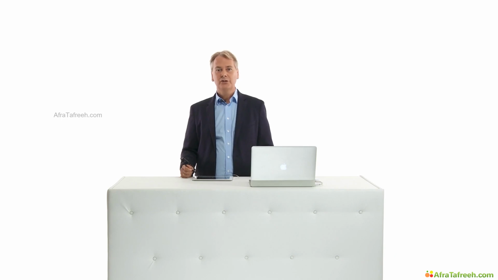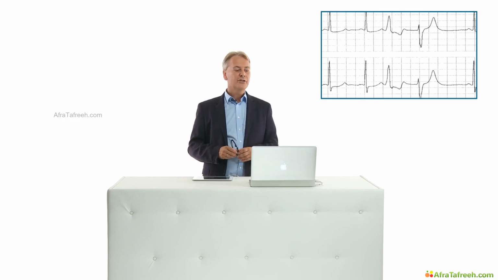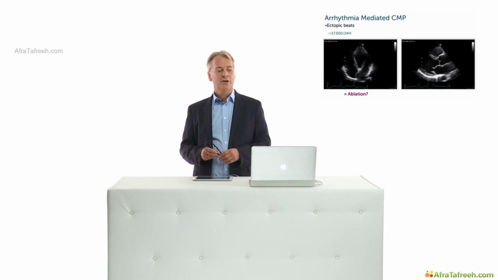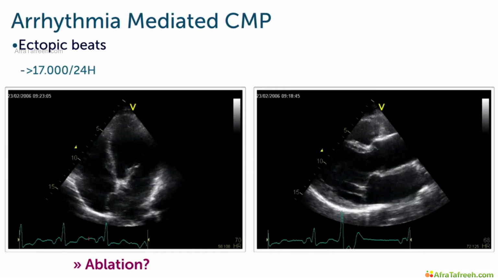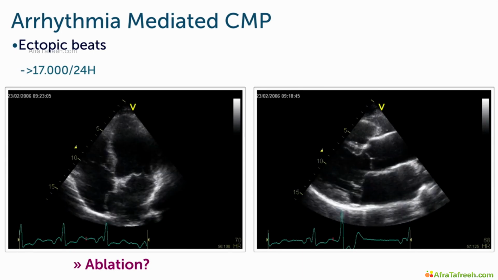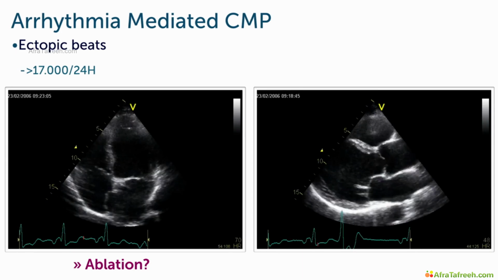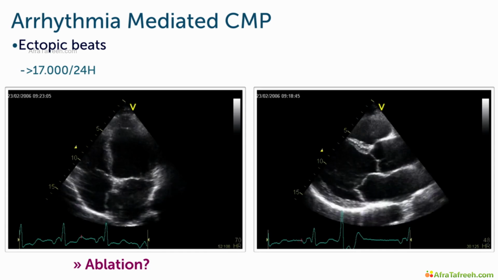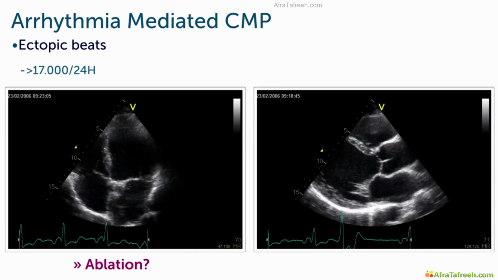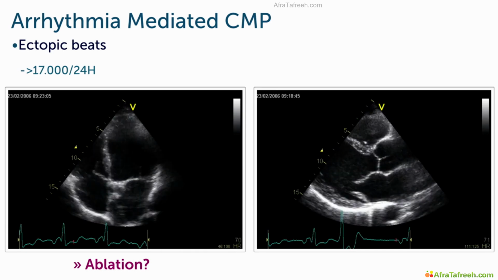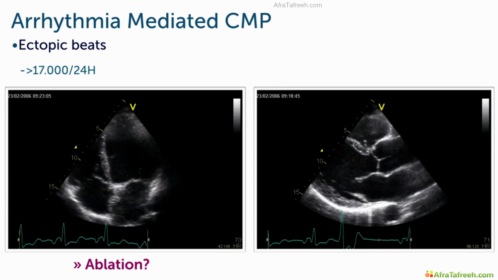Tachycardia is not the only form of arrhythmia which can lead to left ventricular dysfunction. If you have very many ventricular ectopic beats, you can also develop some form of cardiomyopathy, which is called arrhythmia-mediated cardiomyopathy. Here on the left-hand side, you see a patient who has poor left ventricular function. Of course, it's not very severely reduced, but it's definitely poor. And on the right-hand side, you can see that the patient has ectopic beats. Now, if you have more than approximately 17,000 ectopic beats in a 24-hour Holter monitor, you're at risk of developing such a form of cardiomyopathy.